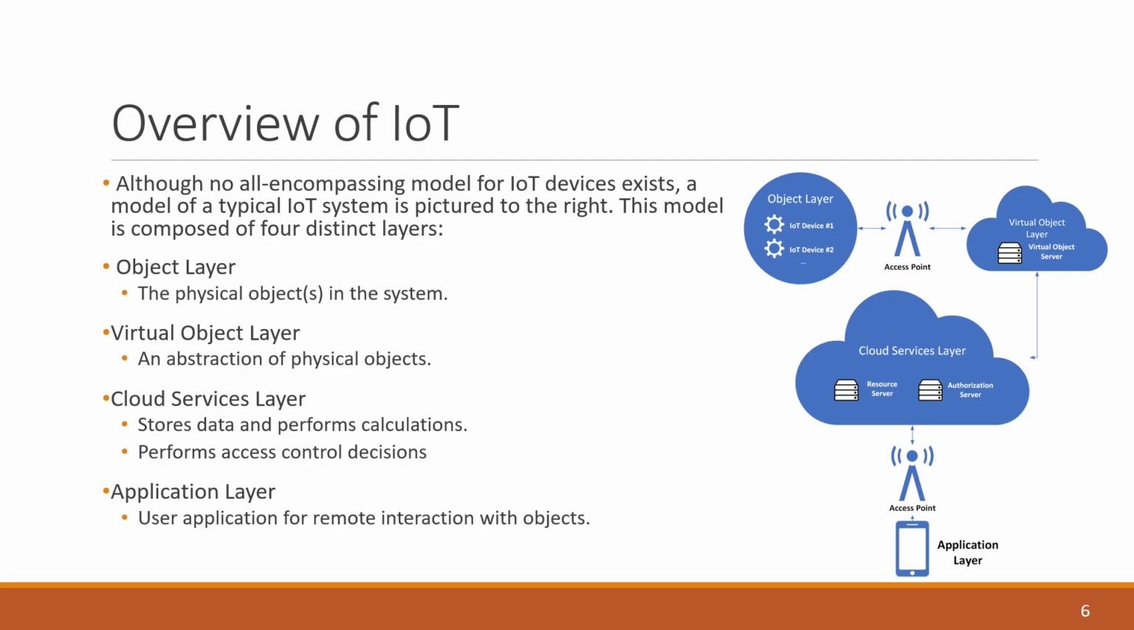We have an object layer that represents the physical objects in the system, the actual devices. We have a virtual object layer that is an abstraction of physical objects. We have a cloud services layer that's split into two halves. One half stores the data and performs calculations on things, and the other half performs access control decisions. So it decides whether or not a person would have access to this system or certain aspects of the system. And then we have the application layer, which is the user application that's used for remote interaction with objects.